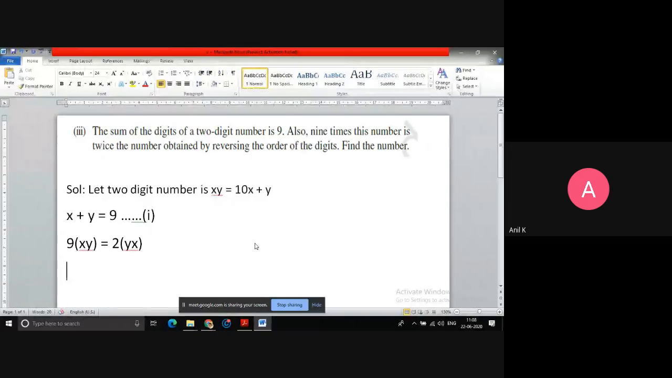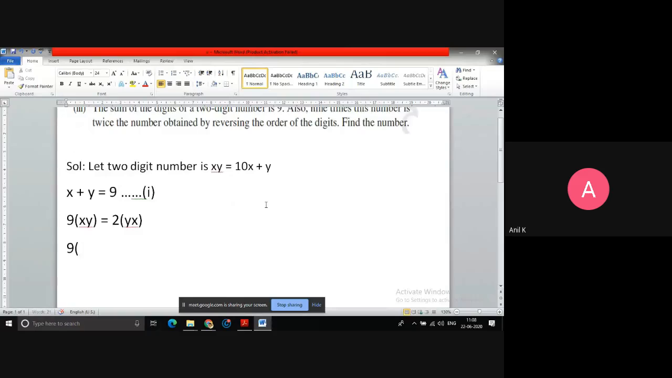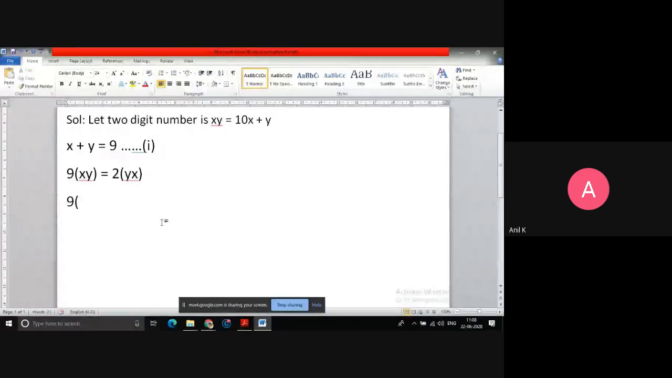Let me simplify this one. 9 times xy, because it is a two-digit number, xy I can write as 10x plus y, will be equal to twice yx. Yx means now y is in the tens place and x is in the units place. So it will become 10y plus x.